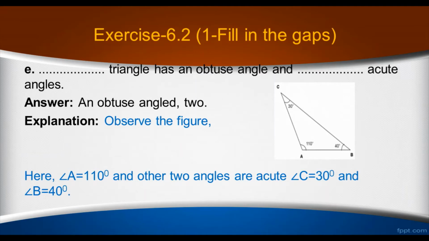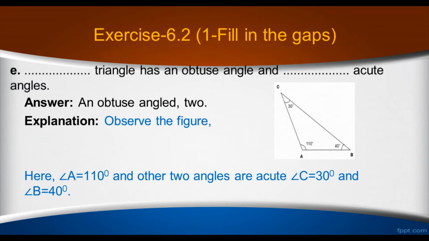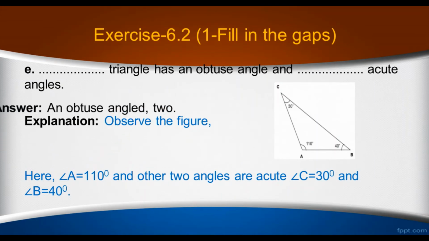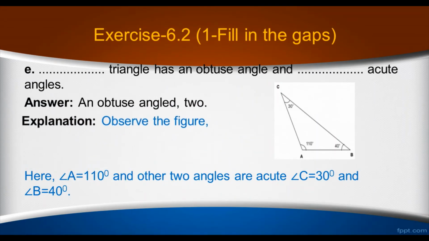In triangle ABC, you can see angle A is greater than 90 degree and less than 180 degree. That's why it is an obtuse angle. Angle A equals 110 degree, and the other two angles, you can see, angle B is 40 degree, that means less than 90 degree, and angle C is 30 degree, that means less than 90 degree. So obviously these two angles are acute angles. My dear students, this is question E: an obtuse angle triangle has an obtuse angle and two acute angles, you can see from the figure.